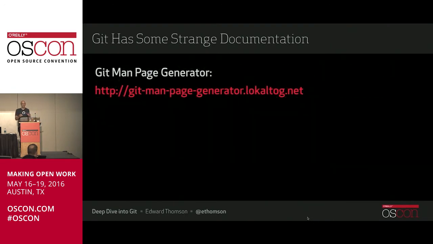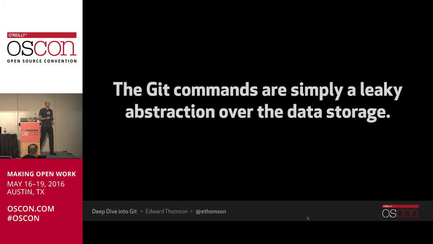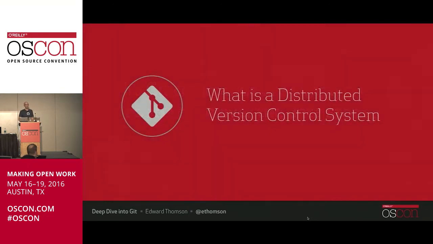So I think it's really important to understand how Git works at a low level, because the commands seem really weird until you really understand the data model that they're attacking, because the commands are really just a leaky abstraction on top of the data storage.